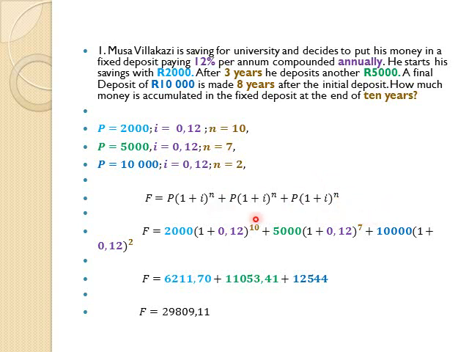Work out each one separately. For the 2,000, he makes 6,211 Rand 70. For the 5,000, he would make 11,053.41. For the 10,000, 12,540. Add them all together. So after 10 years, he has 29,809 Rand 11 cents. Right? Now that's just extra deposits. The next one, we're going to look at withdrawals as well.